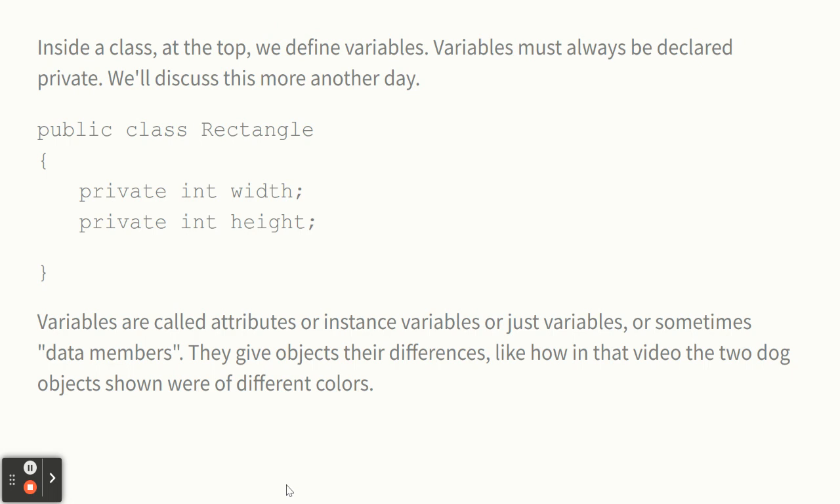Variables are called attributes or instance variables or just variables, or in the notes on our little videos, the College Board person calls them data members. I don't know why they're not just calling them variables or instance variables, but they give the objects their differences. Like in that video, the two dogs were different colored, so that would have been in a variable.